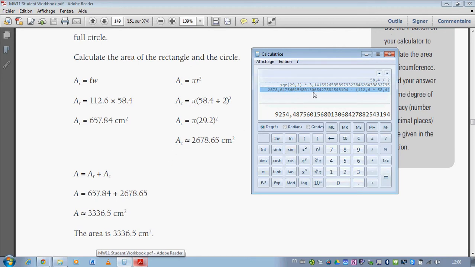Slight mistake here. So I added that. I did add 2,678, and I did add it to 112.6 times 58.4, and that's odd. My calculator gave me a weird value. Oh no, that's right. Also, there's actually a mistake in your workbook right here.